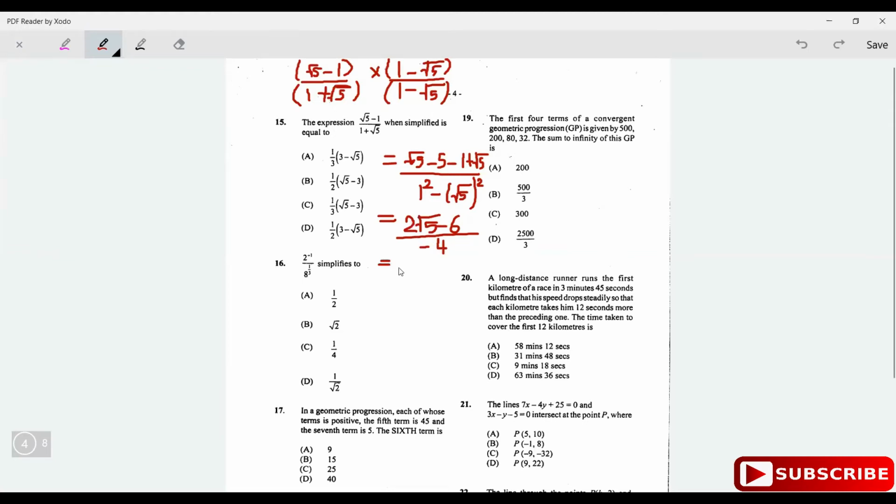Factor out 2 from the numerator. When we factor out 2 from the numerator, we're left with root 5 minus 3. So this is what we have, root 5. Why did I write root 3 here? This should be root 5. That's root 5 minus 3, and it is being divided by -4.